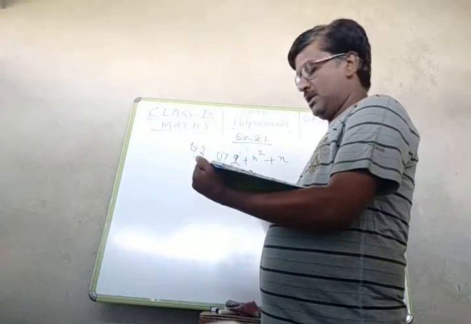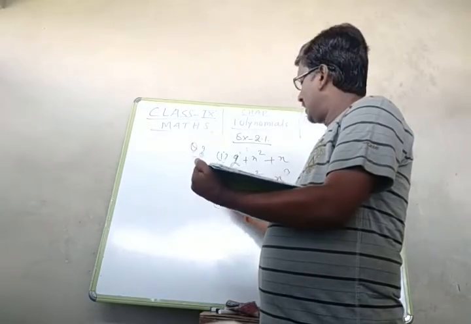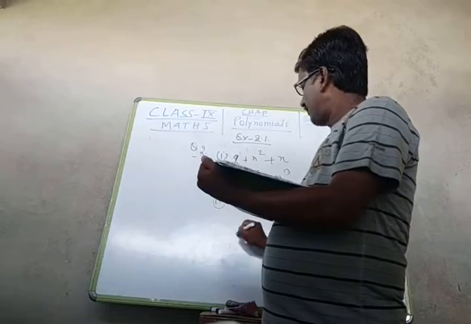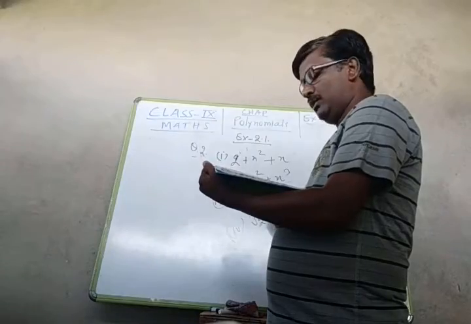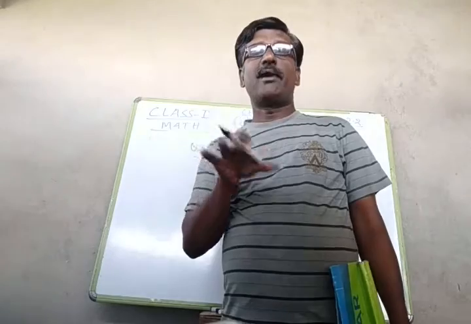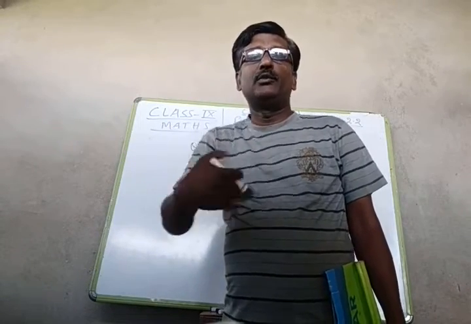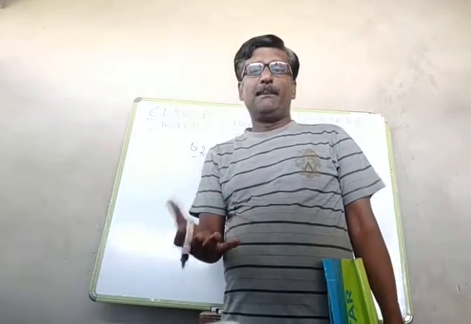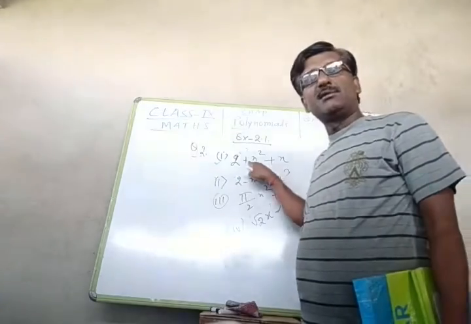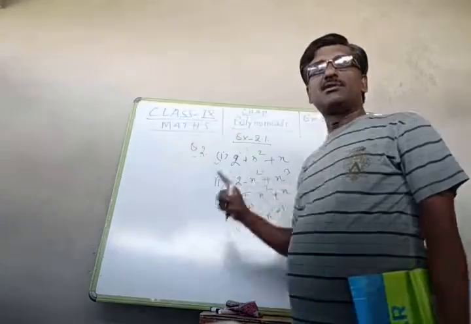Second is 2 minus x square plus x cube. Third is 5 by 2 x square plus x. And fourth is under root 2 x minus 1. The question is, write the coefficient of x square. Coefficient means the number by which a term is multiplied. In the first, how many x square? 1x square, so the coefficient of x square is 1.